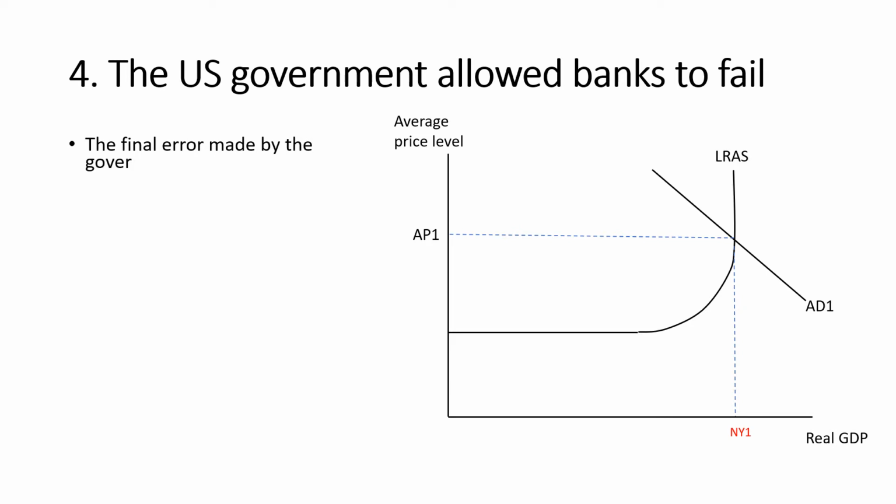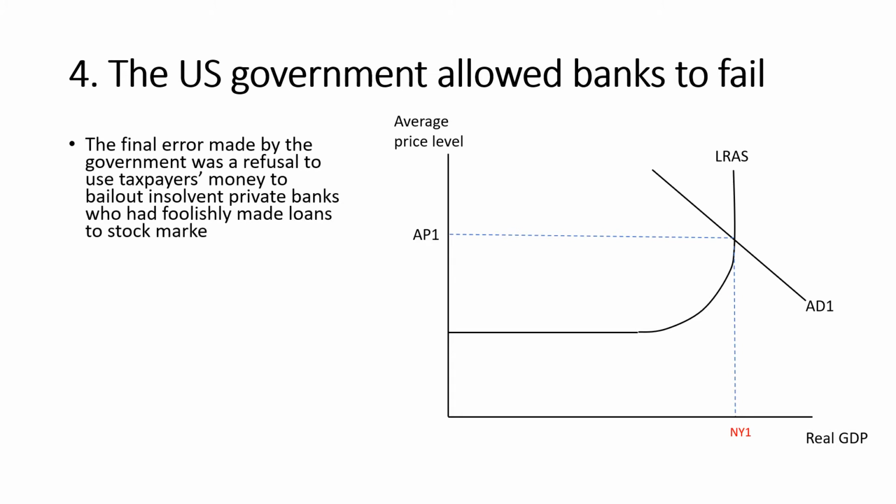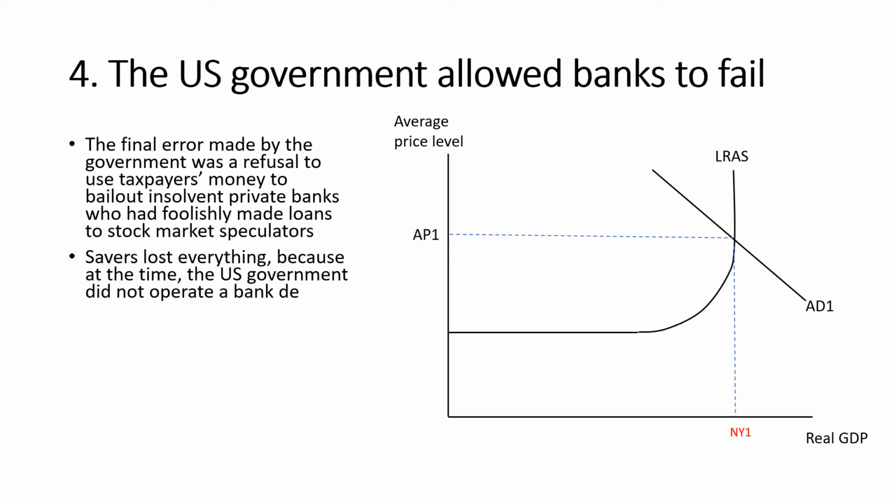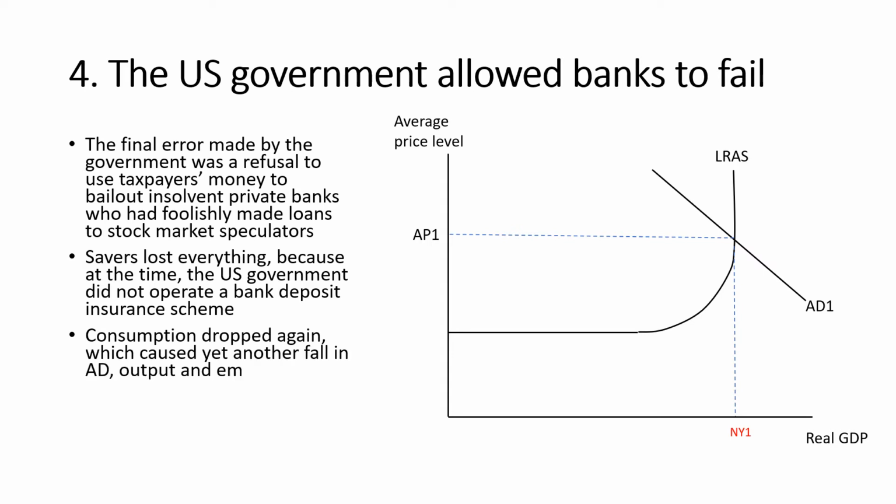The final error made by the government was a refusal to use taxpayers' money to bail out insolvent private banks who had foolishly made loans to stock market speculators. Savers lost everything when the banks were allowed to fail because at the time the US government didn't operate a bank deposit insurance scheme. Consumption dropped again, which caused yet another fall in aggregate demand and therefore output and employment.